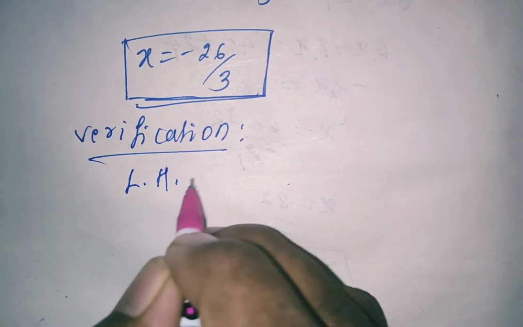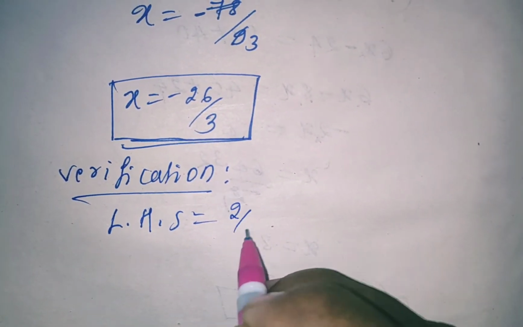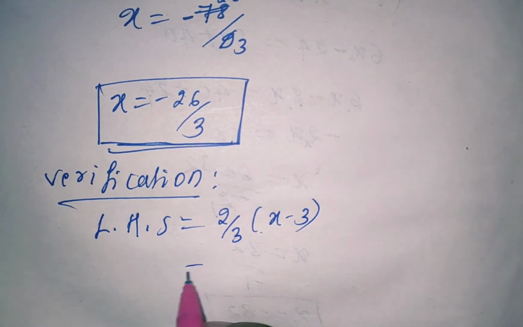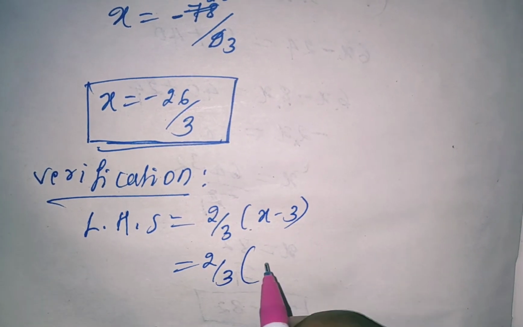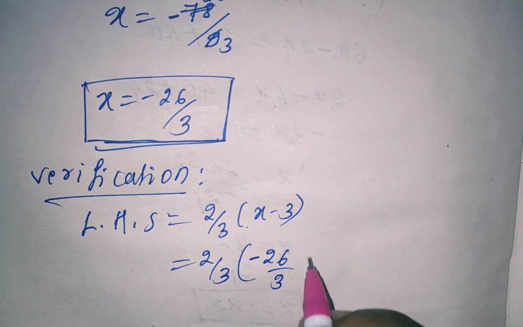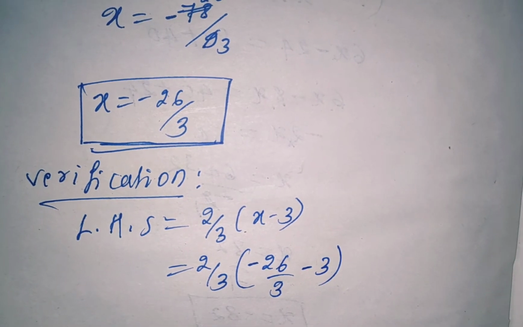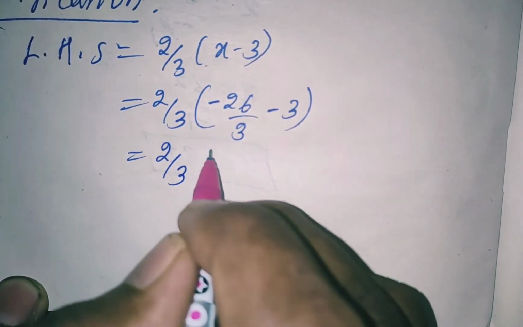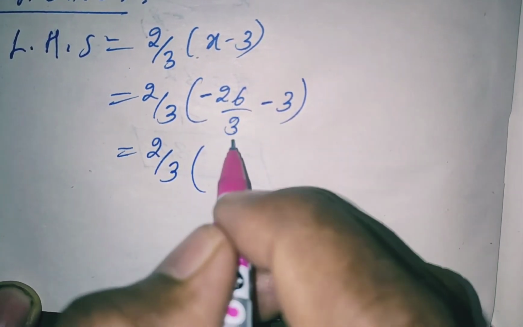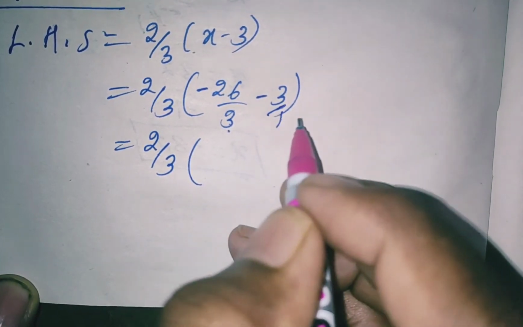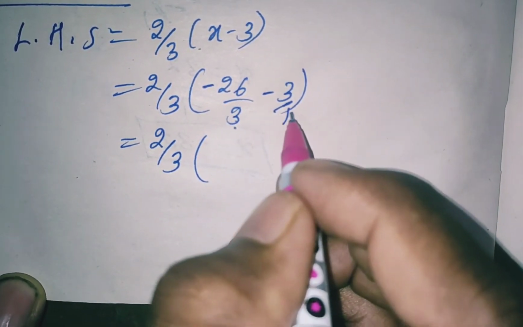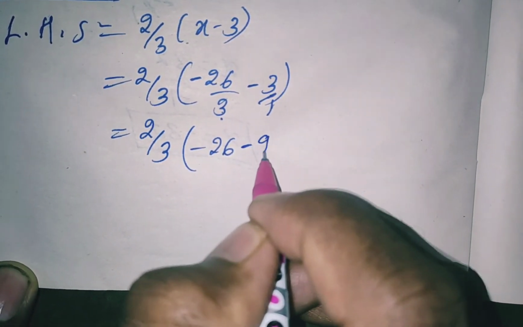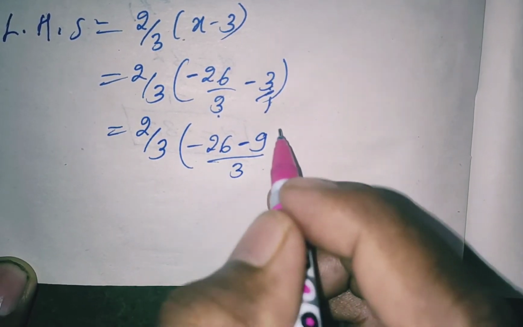Take LHS. What is the LHS term here? 2 by 3 x minus 3. This is LHS. Now we need to verify by taking the x value. x is minus 26 upon 3, and here minus 3 as it is. Now here, 2 by 3, then here minus 26 upon 3 is a fraction, but here minus 3 is not a fraction. So make it a fraction by taking 1 here. Now cross multiplication. Minus 26 minus 9, 3 3s are 9, upon 3.